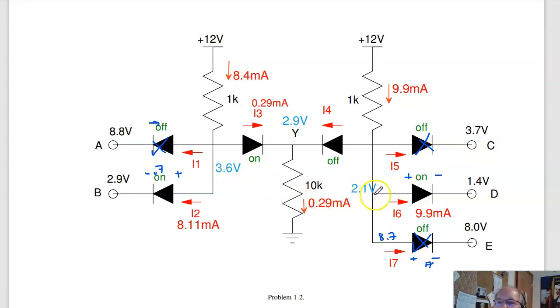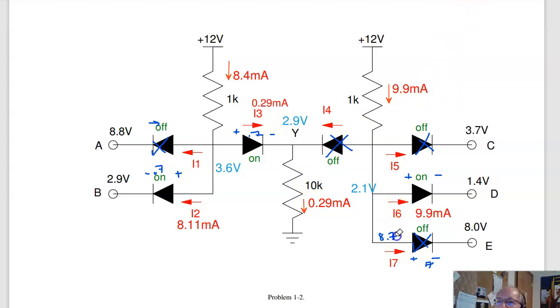I now have 3.6 and 2.1. One of these 2 diodes is turned on. If the one on the right turns on, this will be 2.8 volts, which doesn't work. I've got more than 0.7 across the left diode. So let's try the left one. If this is turned on, it's 3.6 minus 0.7, 2.9 volts, which works. 2.9, 2.1, this diode turns off. Only one diode is turned on.